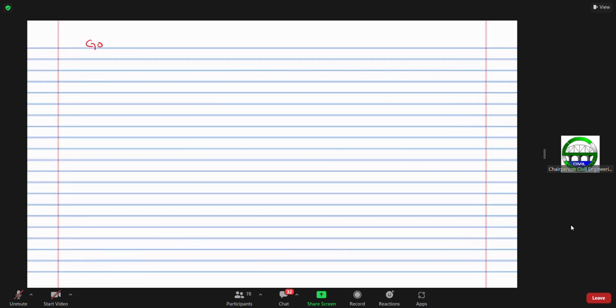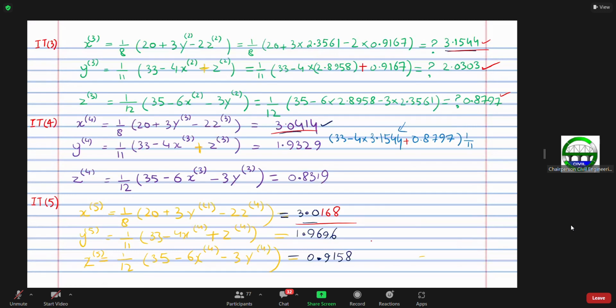go for another 3 to 4 iterations to get more precise values. Okay, so you can just stop until here, like iteration 5. It will be time consuming, but somehow you will get the values in here.